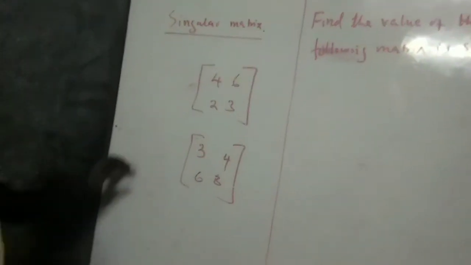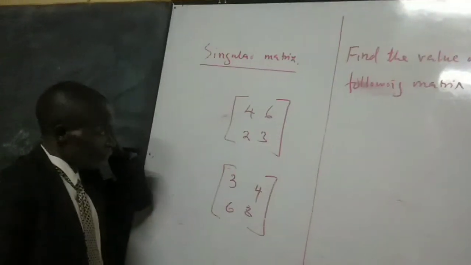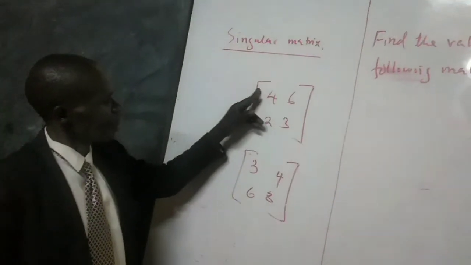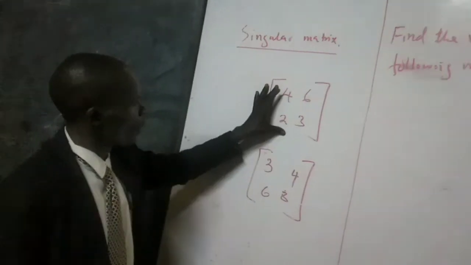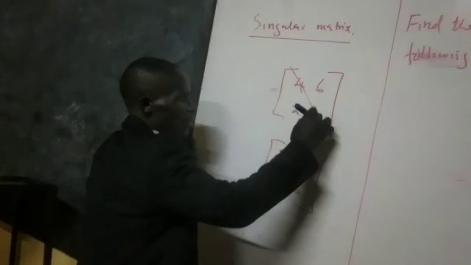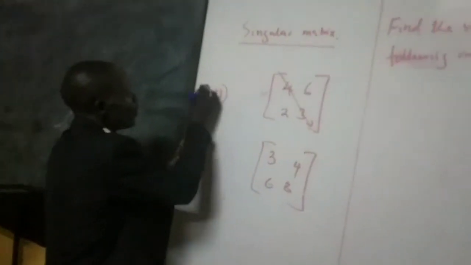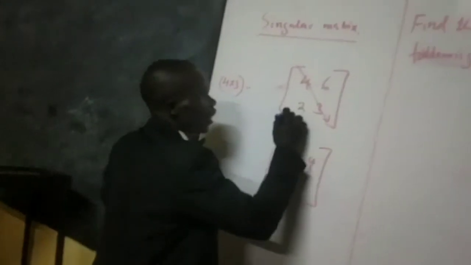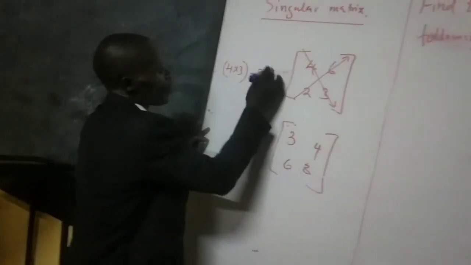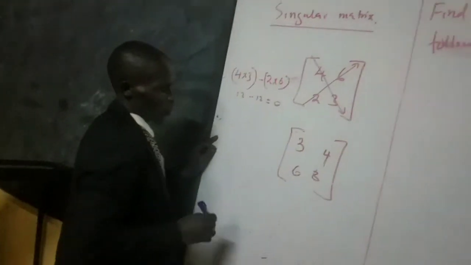Now, we want to look at a singular matrix. So what is a singular matrix? Let us attempt to get the determinant of this matrix. The determinant is the product of elements in the leading diagonal, that is 4 times 3, minus product of elements in the other diagonal, that is 2 times 6, and that is 12 minus 12, which gives us 0.